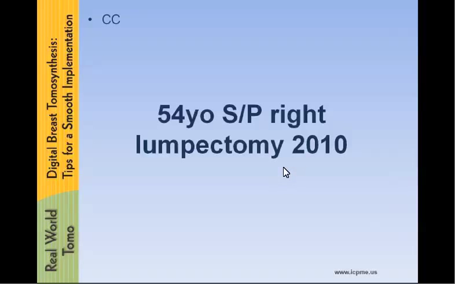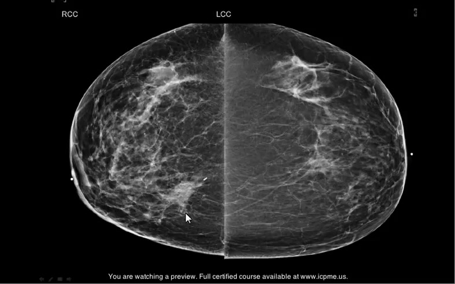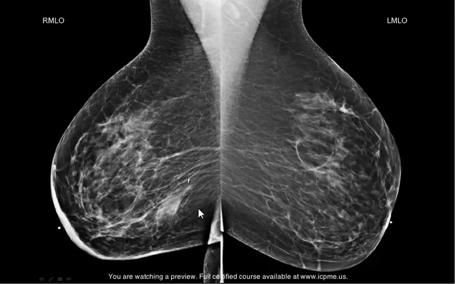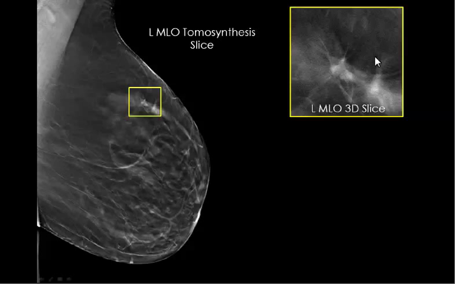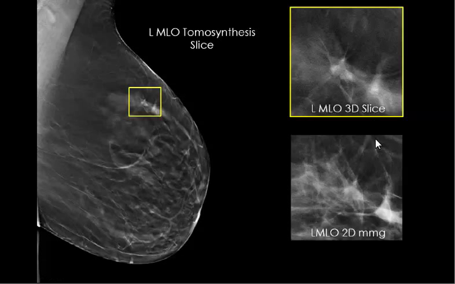This was a 54-year-old who had had a right lumpectomy in 2010. Here you can see her lumpectomy cavity on the right. These are CC and MLO views, not very dense breast tissues. We didn't expect it, but on tomosynthesis in the upper aspect of the left breast, you could see a very small spiculated mass. This is the corresponding area on the 2D image where it really wasn't even as dense as the tissues more anteriorly, which were nothing.